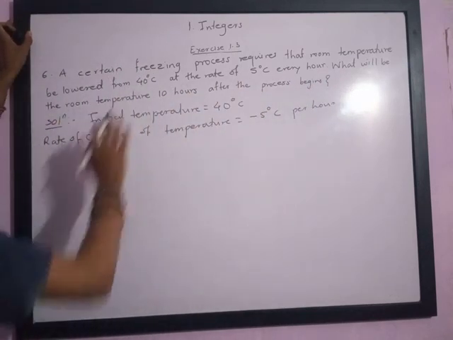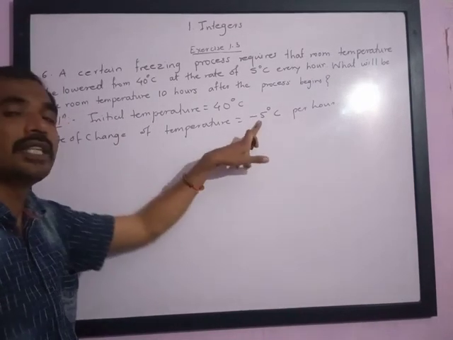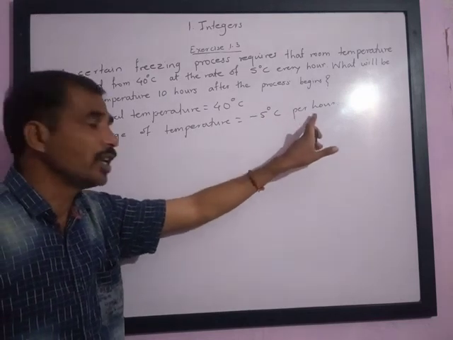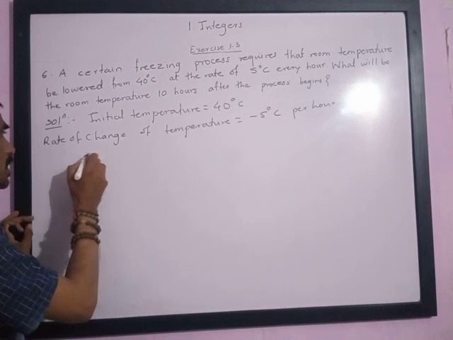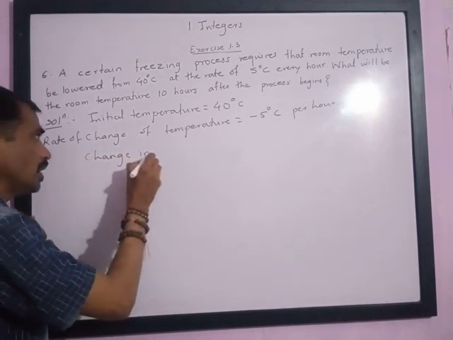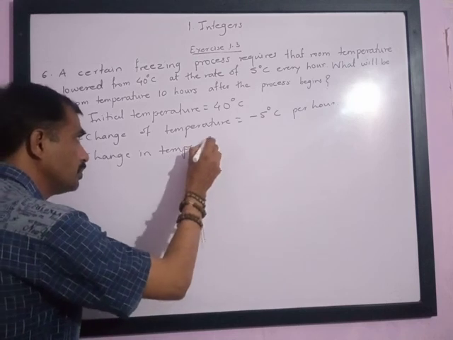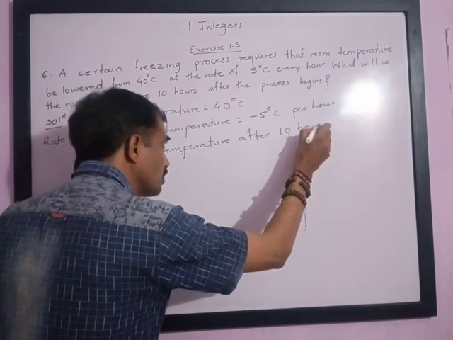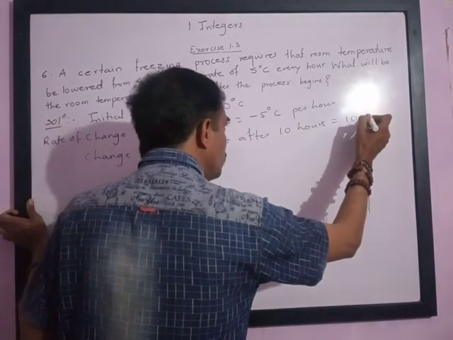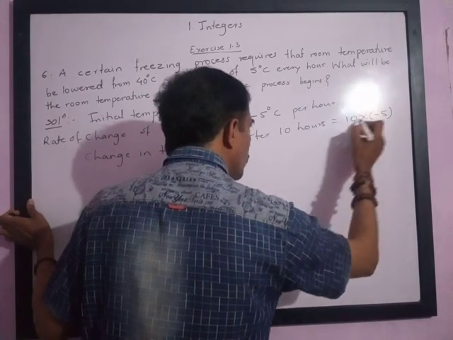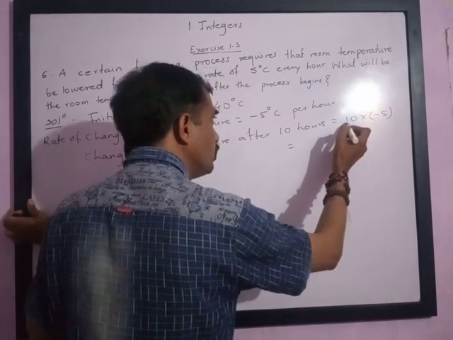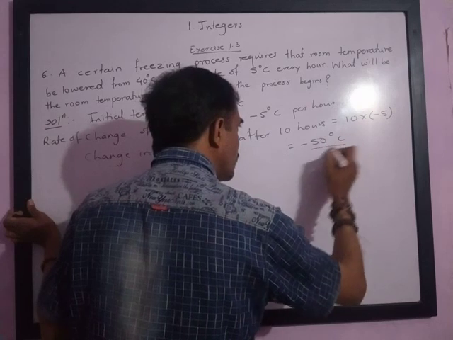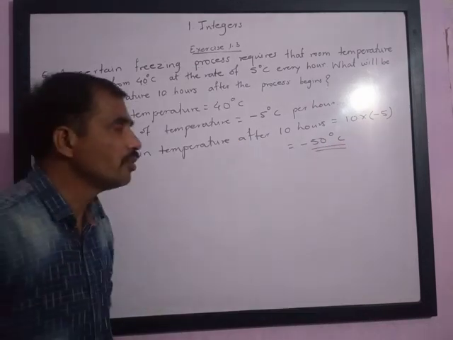What will be the room temperature after 10 hours? In 1 hour it decreases by 5 degrees Celsius, that is, temperature becomes negative 5 degrees Celsius after every hour. So after 10 hours, change in temperature is equal to 10 multiplied by negative 5. So this is equal to 5 10s are 50, and positive into negative is negative 50 degrees Celsius. Change in temperature is negative 50 degrees Celsius.